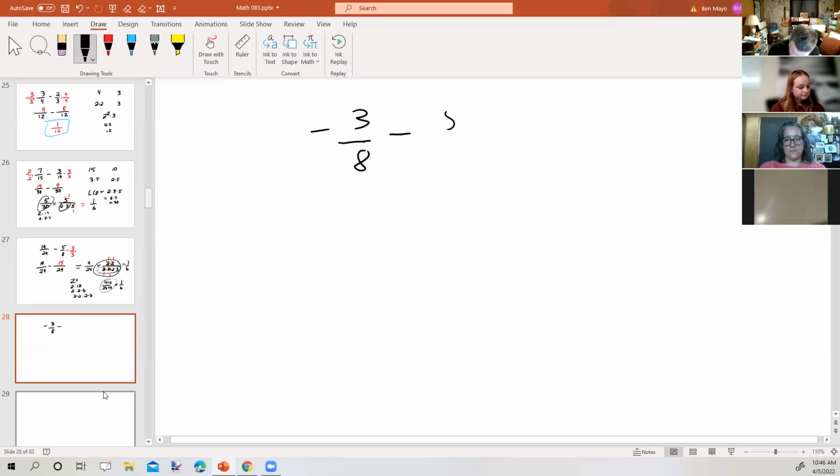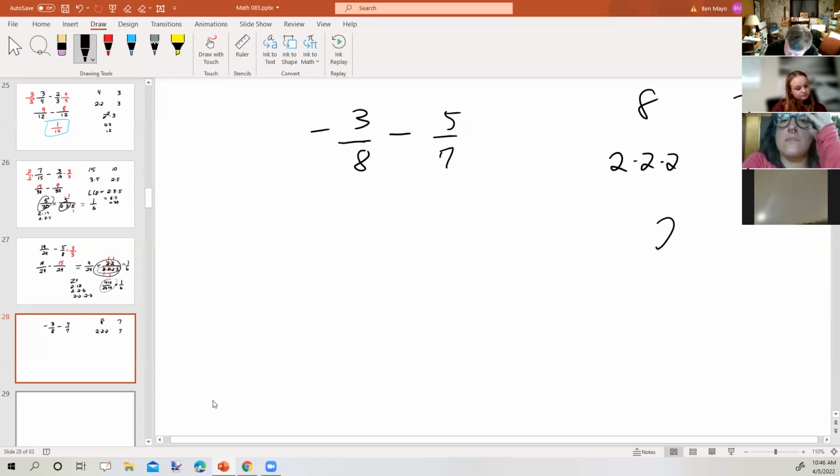-3/8 minus 5/7. Well, there's two big things I need to do here. I need to change subtraction to addition of the opposite, and I need to get a common denominator. And it doesn't really matter which thing I do first. I'm going to go ahead and get the common denominator first. Well, the common denominator of 8 and 7, 8 is 2 times 2 times 2, and 7 is just 7. So basically, we need the whole thing. Again, they don't share any common factors. The product of the two is going to be the least common denominator.